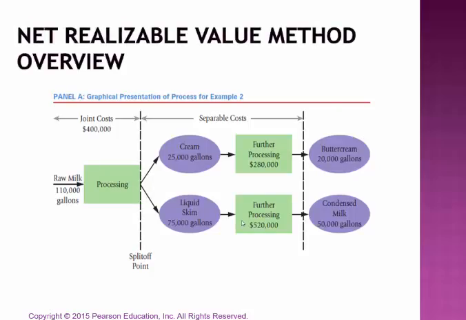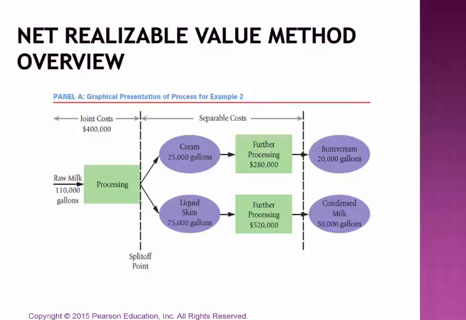All right, so here is an illustration of what we're talking about. Again, what we are wanting to do is allocate these joint costs to the products being sold. And what we are selling this time is buttercream and condensed milk. All right, so $400,000 needs to be allocated. Each product, however, had what is called separable cost, cost incurred after the split off point, once they are separate. Okay, so $280,000 is incurred to turn the cream into buttercream, and $520,000 is incurred to turn the liquid skim into condensed milk.